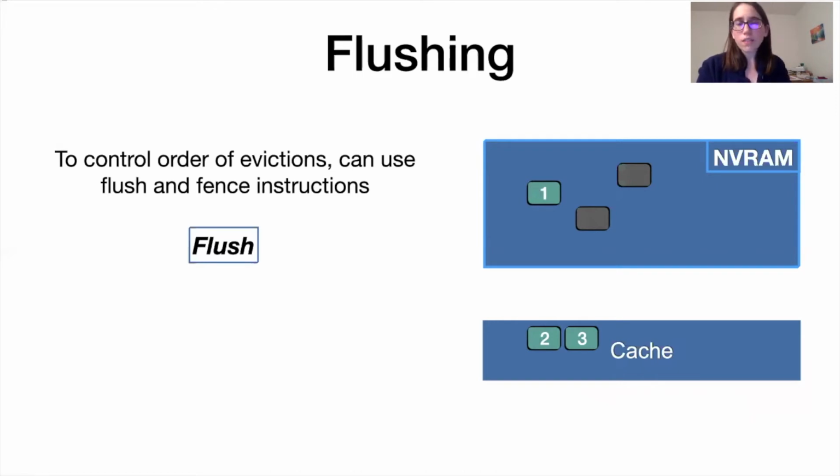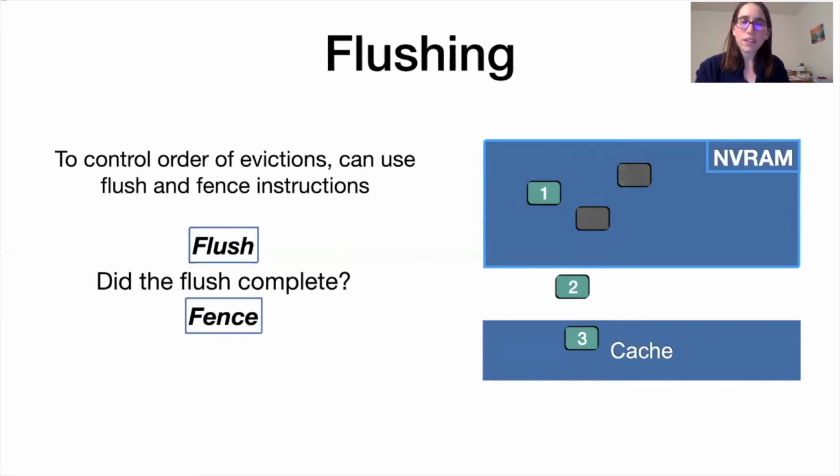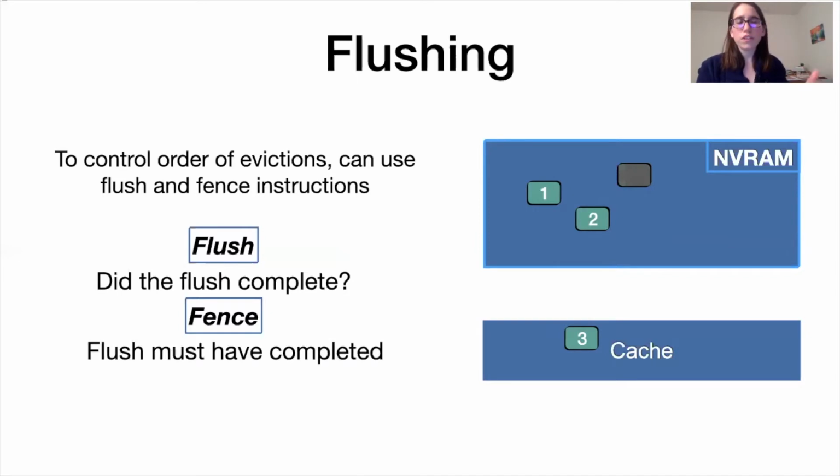However, the flush instruction by itself doesn't guarantee that the flush will complete by the time that we continue our execution. And so in order to guarantee that we complete, we have to execute a fence instruction. And the fence will block our operation until the flushes have completed. Okay, and so this is great. And so we can use flush and fence instructions to fight this out-of-order eviction problem.